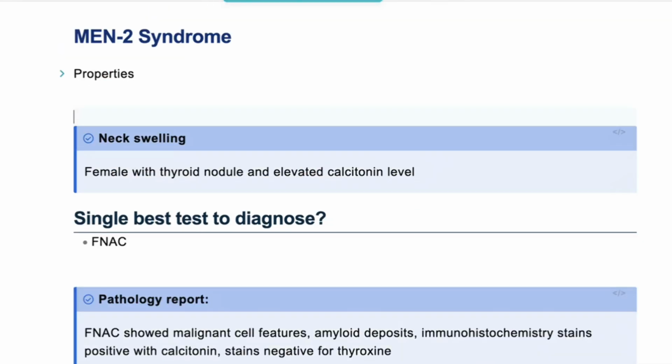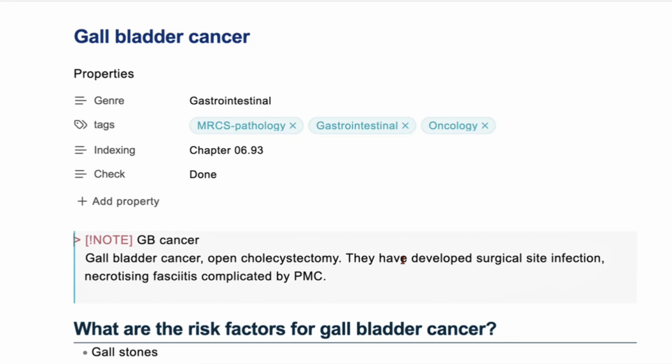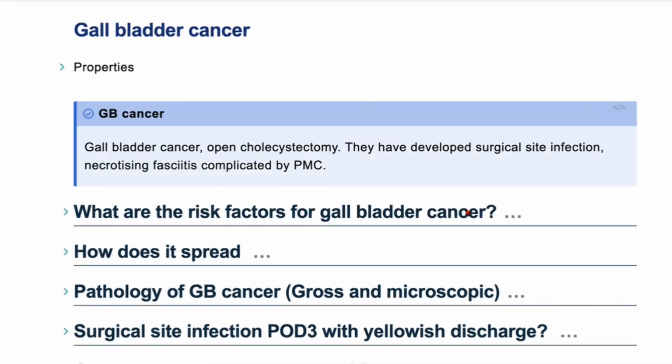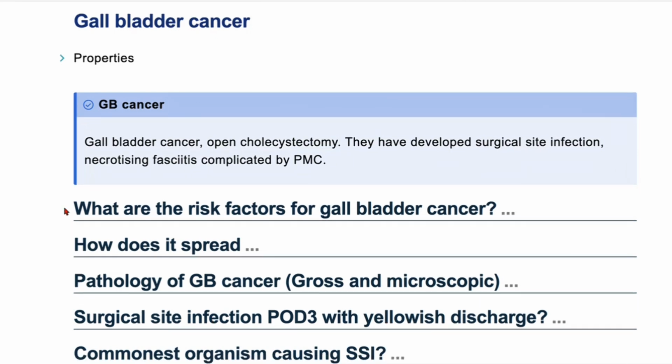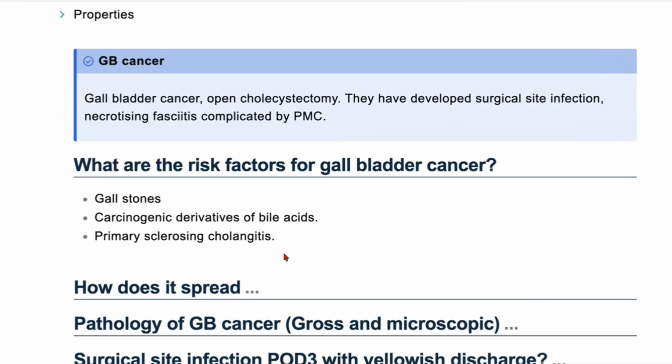All right. Let's go to the one that you want to talk about today, gallbladder cancer. It's also one that's come up recently. Cool. So you have a patient who had open cholecystectomy, and they have developed surgical site infection, necrotizing fasciitis that was complicated by PMC. What are the risk factors of gallbladder cancer? So the risk factors for gallbladder cancer are cholelithiasis, gallstones, chronic cholecystitis, and primary sclerosing cholangitis. Being female as well, over the age of 70, and anyone that has a gallbladder polyp.